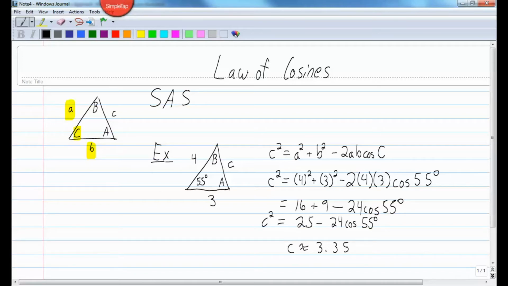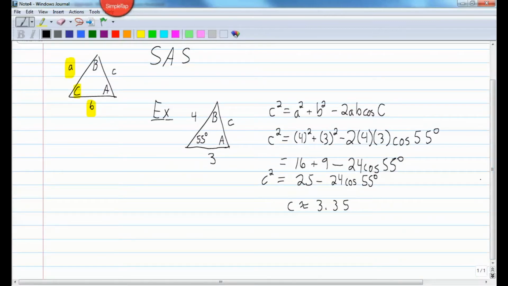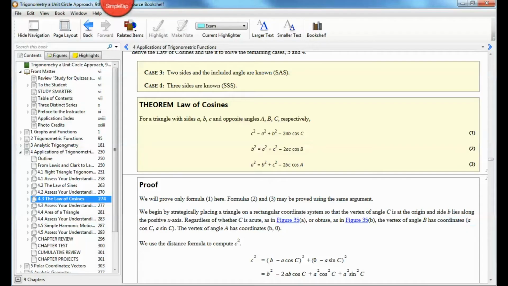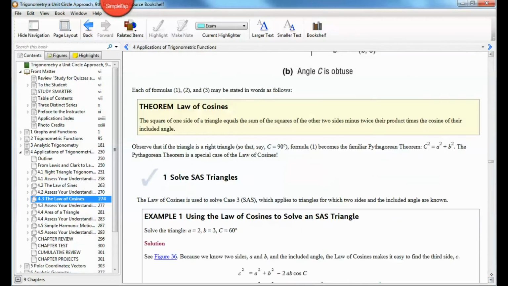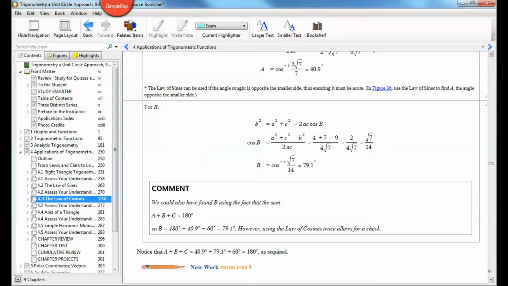Now let's solve for one of the angle measures. If we can solve for one of the angle measures, then we can use the property that the three angles of a triangle add up to 180 degrees to solve for the last angle. If you notice your formulas, the three law of cosines formulas are all solved for the side squared. They're not solved for the angle measures. I think if you look through your textbook, you can probably find where they solve for one for you.